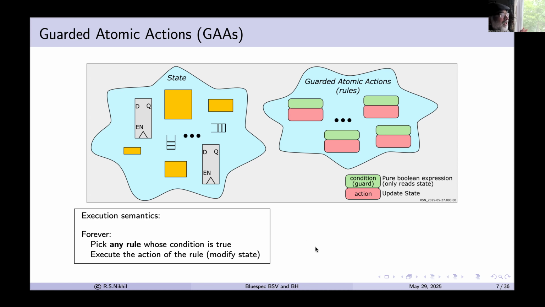And the overall execution semantics of a guarded atomic action system is what's shown in the box on the bottom left. It's extremely simple. It just says pick any rule whose condition is true and perform the actions in the body. And just repeat this over and over again. Of course, when you do that action, some conditions that were true may have gone false, some conditions that were false may have gone true, etc. So next time around, you may have a different set of rules from which to pick, but it doesn't matter. Just pick any rule you want and then perform the action. It's extremely simple and it's very powerful.